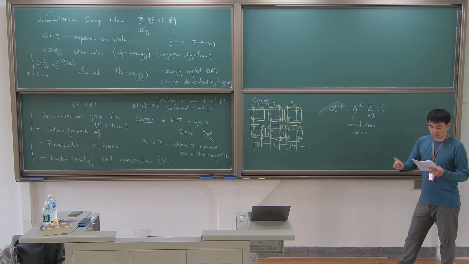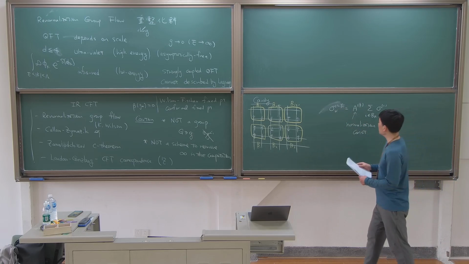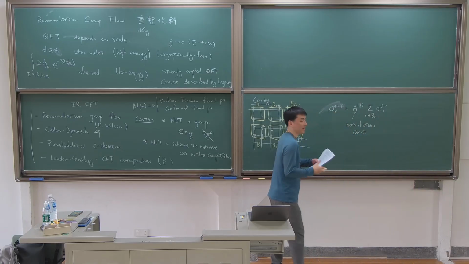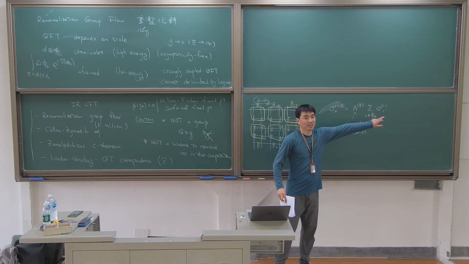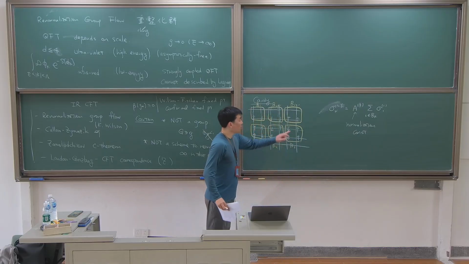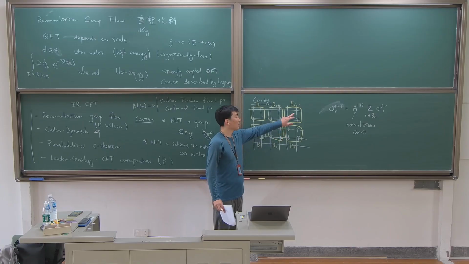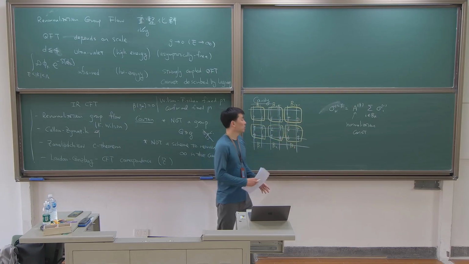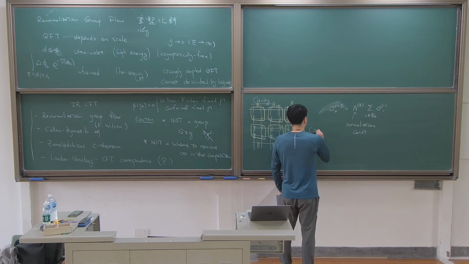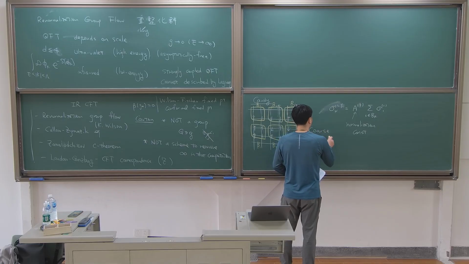And this one has less information. So sigma 1 has more microscopic information than sigma 2. That's why it's called coarse graining. This process is called coarse graining.